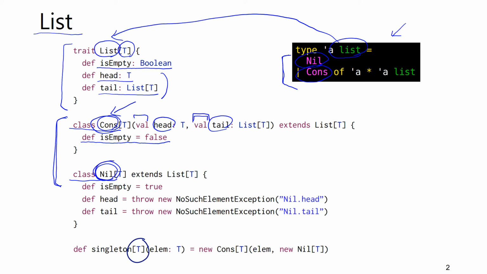In the case of Nil, you cannot return an interesting value out of these two methods, head and tail. So we have to throw exceptions. And isEmpty always returns true.